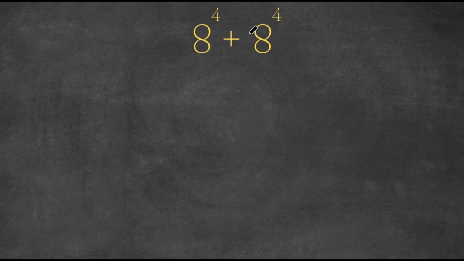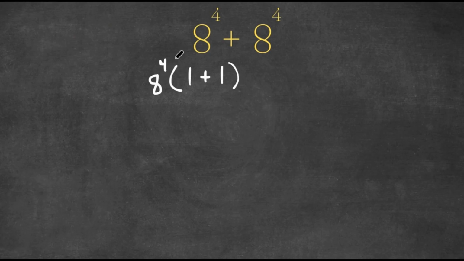So we have 8 to the power of 4 plus 8 to the power of 4. Now what I'm first going to do is factor out 8 to the power of 4 from this problem because both terms are 8 to the power of 4. So if we factor out 8 to the power of 4, we get 8 to the power of 4 times, well, 8 to the power of 4 divided by 8 to the power of 4 is 1. Plus, again, 8 to the power of 4 divided by 8 to the power of 4 is 1.